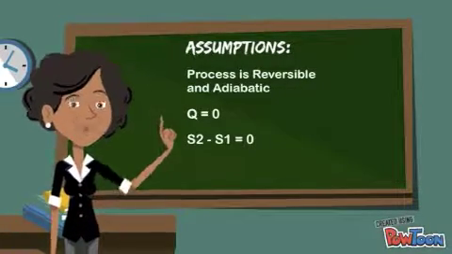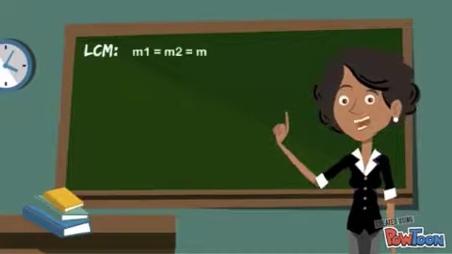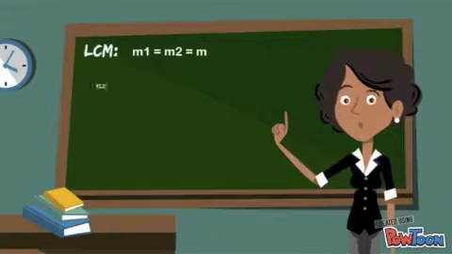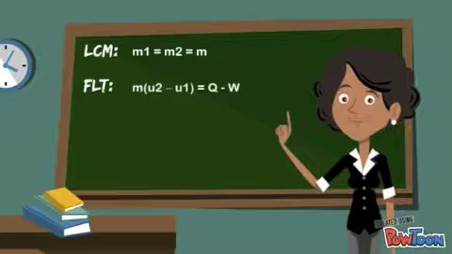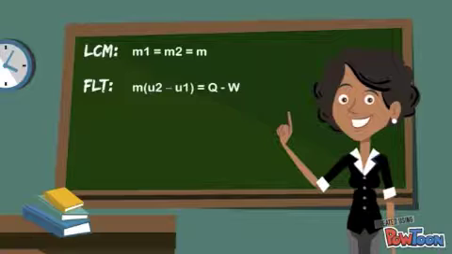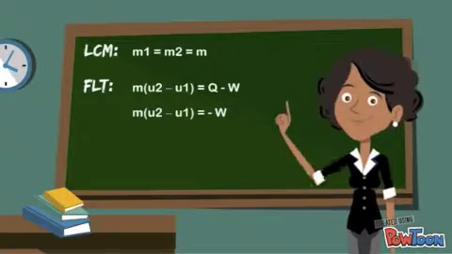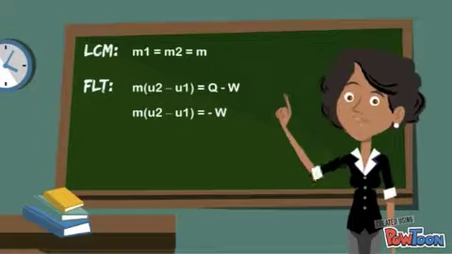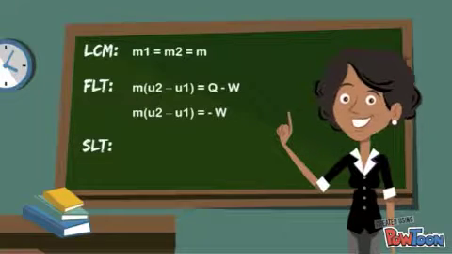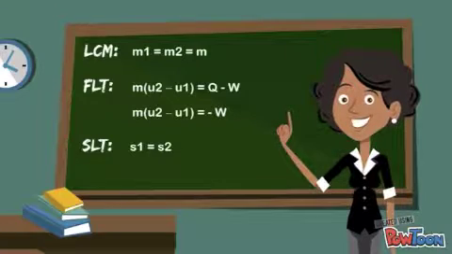as well. For the equations to be used in this problem, by the law of conservation of mass, mass 1 is equal to mass 2. By the first law of thermodynamics, mass times the change in internal energy is equal to heat transfer minus work. But since Q is 0, mass times change in internal energy is equal to negative work. And lastly, by the second law of thermodynamics, since change in entropy is 0, S1 will be equal to S2.